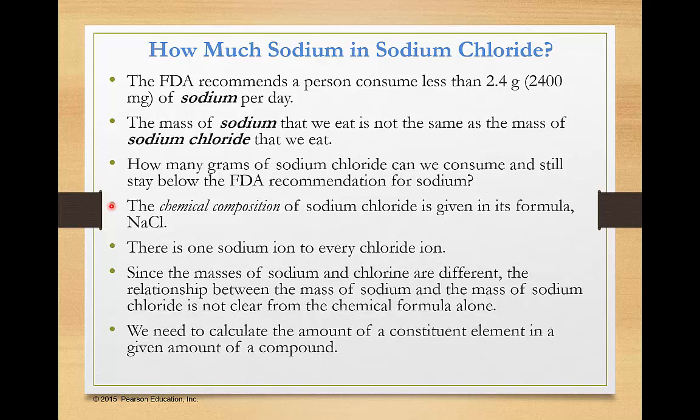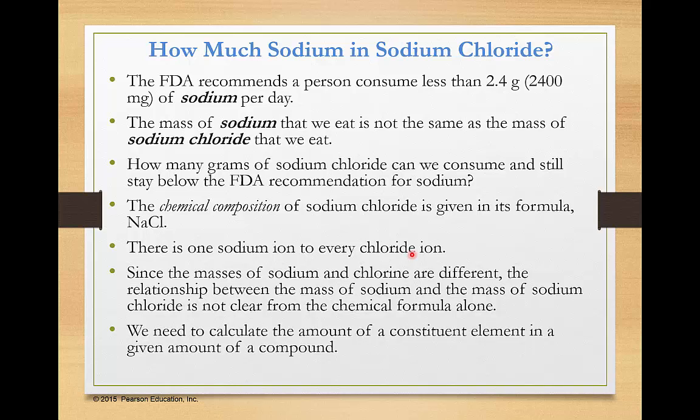Going back to the last chapter, we know how to get from the name of the compound to the formula. Sodium, we write the symbol Na. Chloride comes from chlorine, so we write the symbol for chlorine, and then we look at their charges. Sodium is a 1 plus, chloride is a 1 minus, so I only need one of each of those to balance out. So I have sodium chloride. We have one sodium ion for every one chloride ion.